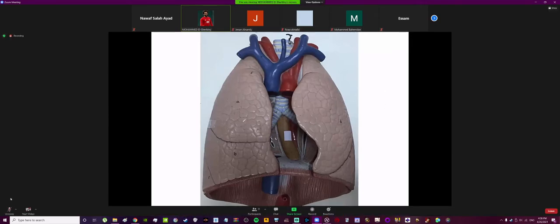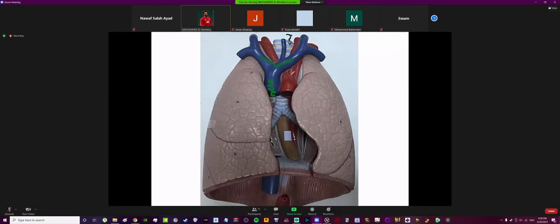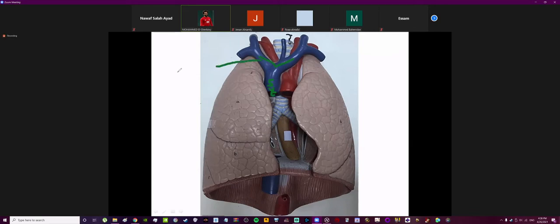I love this view. Why? Because this is the anterior view. We are removing the heart to show the mediastinum. So this is the superior vena cava, definitely, and the superior vena cava is formed by the union of two veins. Please don't forget, the right and left brachiocephalic veins. This is the right brachiocephalic vein, and this is the left brachiocephalic vein.